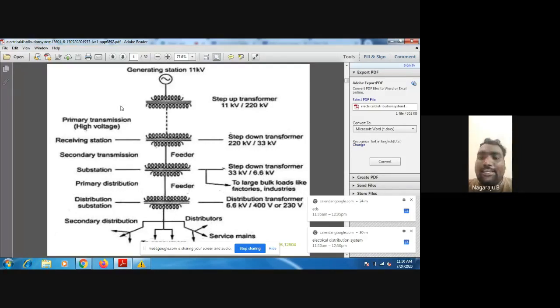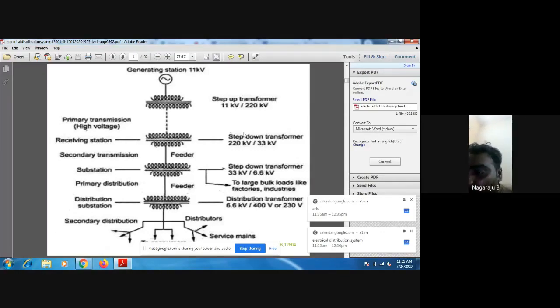After the generating unit, we will have a step up transformer. From this step up transformer, we can boost the voltage from 11 kV to 220 kV. From the step up transformer, we will have a link to the receiving transmission station, which has a connection to the step down transformer. You can step down that from 220 kV to 33 kV. We have this substation. This is the best example.